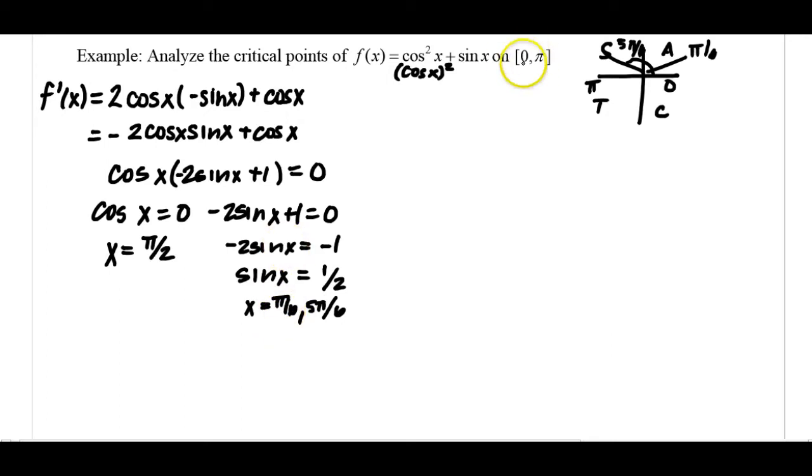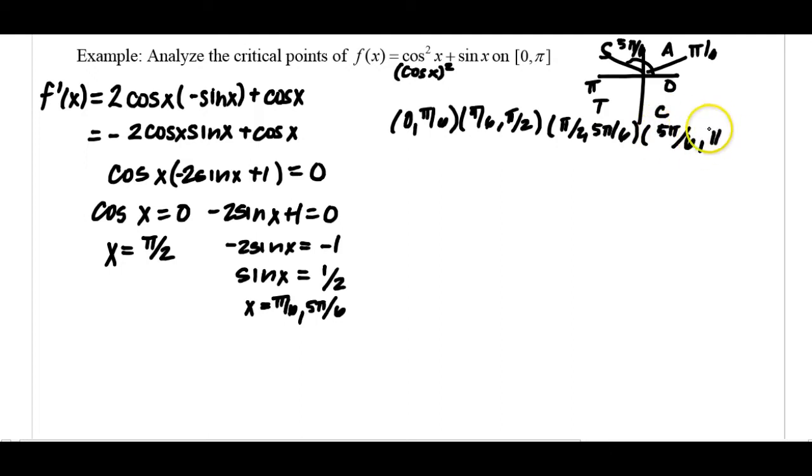So now, instead of breaking up the entire number line, I only have to break up the interval from 0 to pi, that's all I care about for this function, using these three values, these critical points. So my intervals go from 0 to pi over 6, pi over 6 to pi over 2, pi over 2 to 5 pi over 6, and 5 pi over 6 to pi.